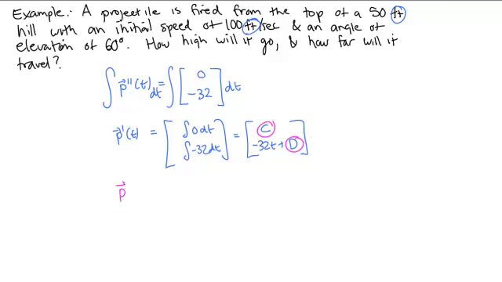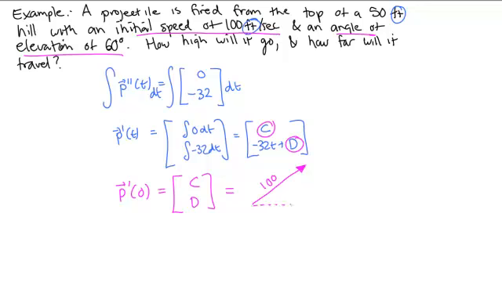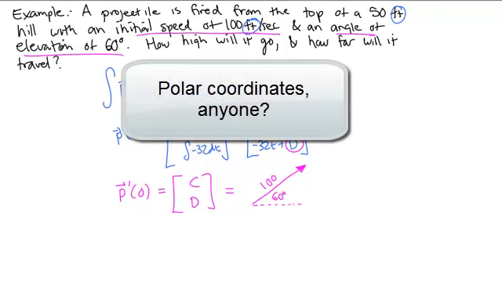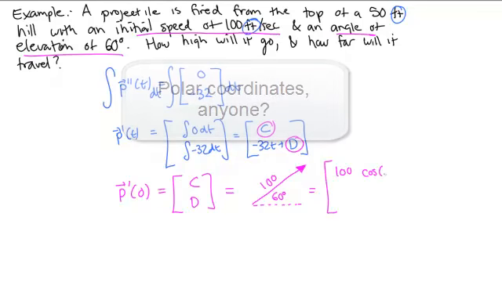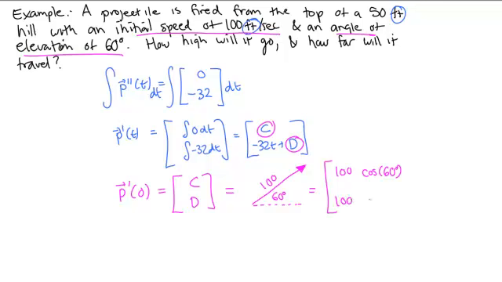Now, what do we know about p prime of 0? On the one hand, if we plugged in 0, we're just going to get c, d as my initial starting point. But I also know that it had an initial speed of 100 feet per second and an angle of elevation of 60 degrees. So I know that p prime of 0 is supposed to be a vector who looks like this. It has a magnitude of 100 and an angle above the x-axis of 60 degrees. Well, a vector like that, therefore, has components of 100 times the cosine of 60 degrees and 100 times the sine of 60 degrees.